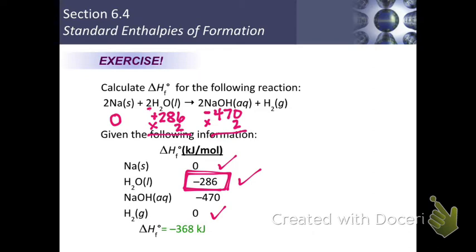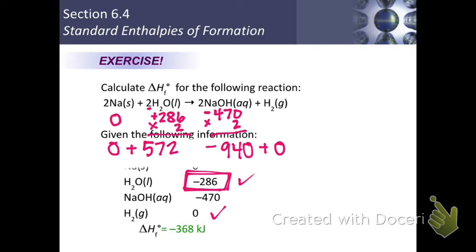So if it's on the reactant side, you're always going to have to flip the sign. Anytime it's a reactant in these heats of formation, you have to flip the sign. 286 times 2 is 572, and it's positive. And then negative 470 times 2, negative 940. And then we've got a 0 here from hydrogen gas and a 0 here from sodium.